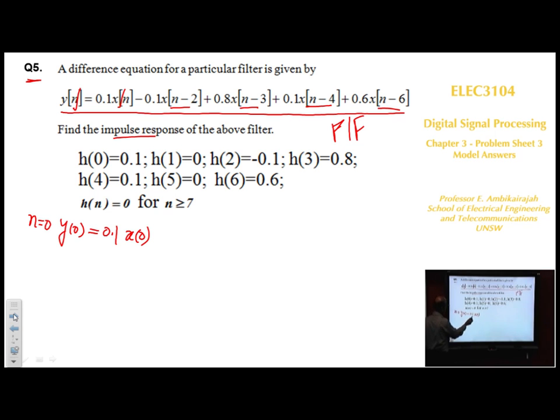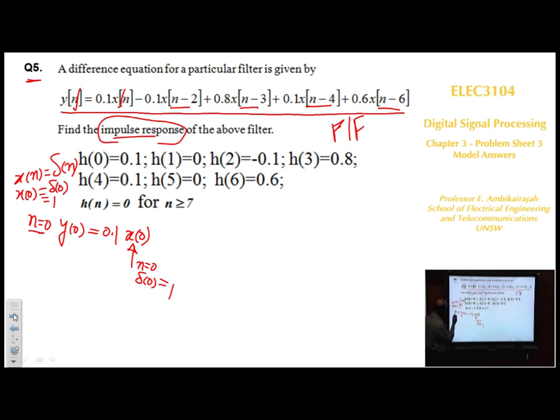Impulse we are talking about. At n equal to 0, delta 0 is equal to 1, because we are talking about impulse response. So the input is an impulse. xn is equal to delta n, which means x0 is equal to delta 0, which is equal to 1. In all the other places it is 0.